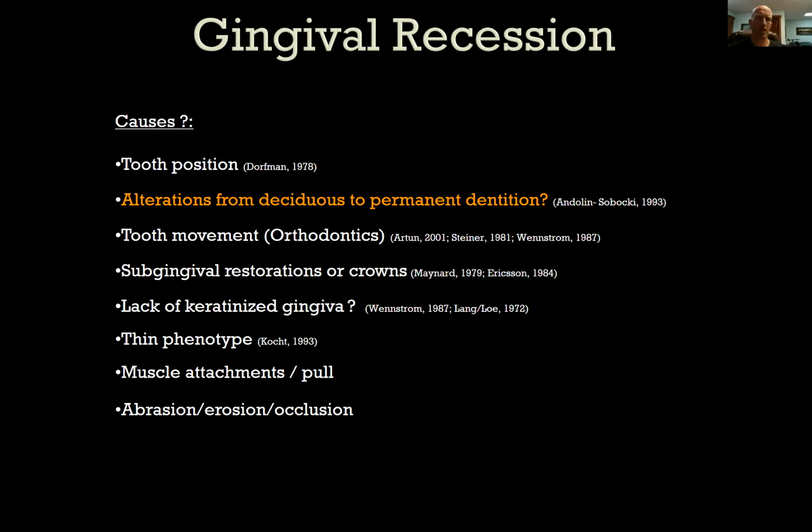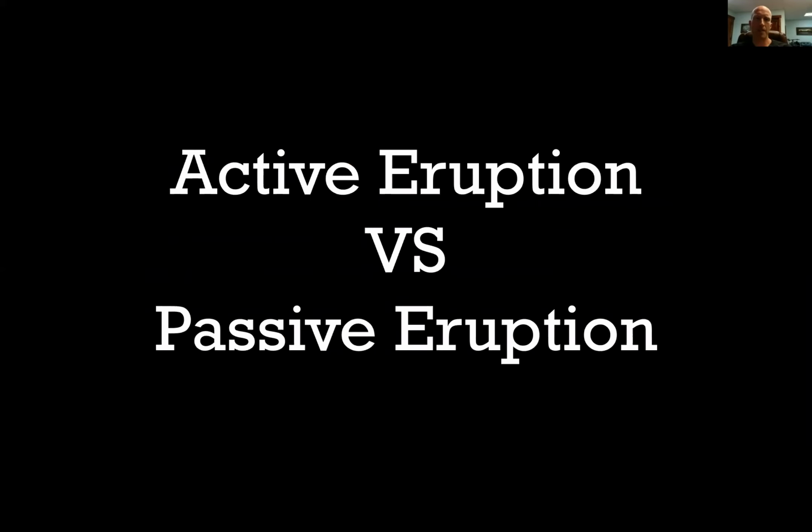So tooth position is very important. Alterations from deciduous to permanent dentition. I'm going to spend a few minutes talking a little bit about eruption patterns. These are very important to understanding if recession is happening or not. We have active eruption and we have passive eruption.